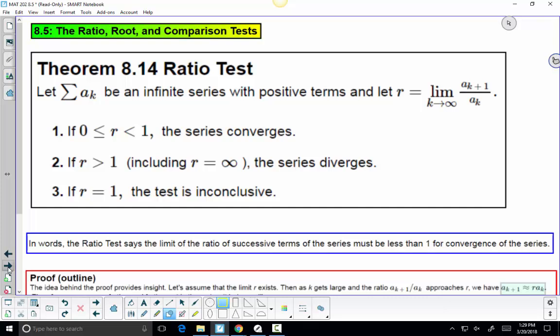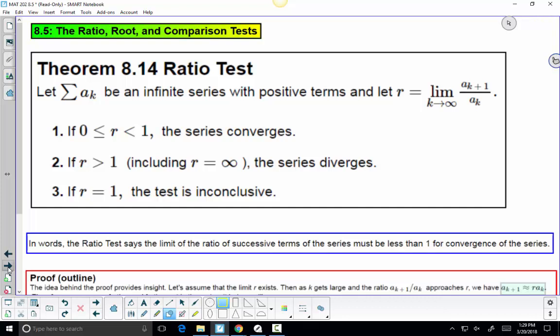Okay, so we're going to look at 2 really important tests today, the root test and the ratio test. Ratio test we'll do first. And these 2 tests are nothing more than the geometric series in disguise. So these 2 tests are basically the geometric series.